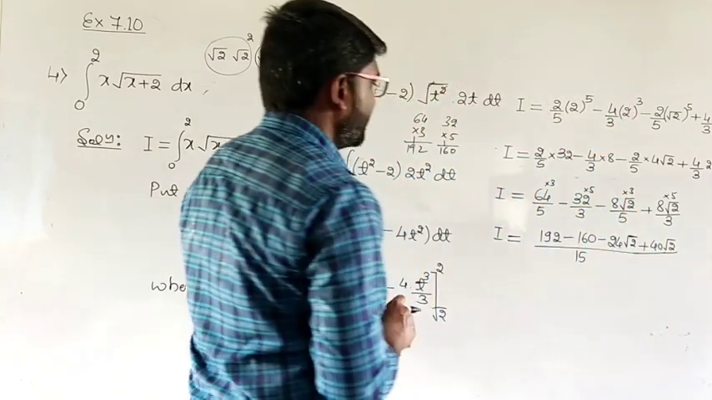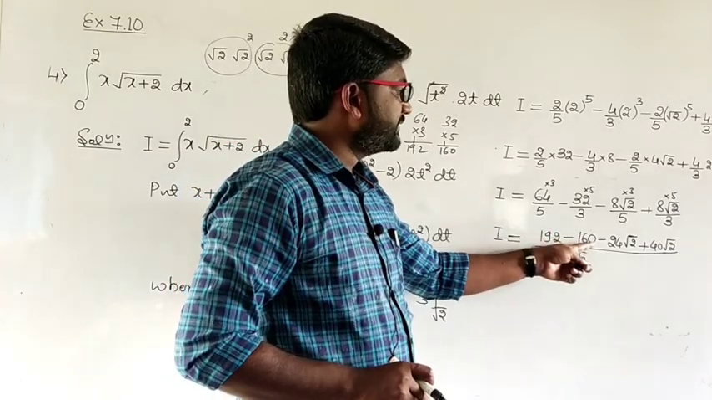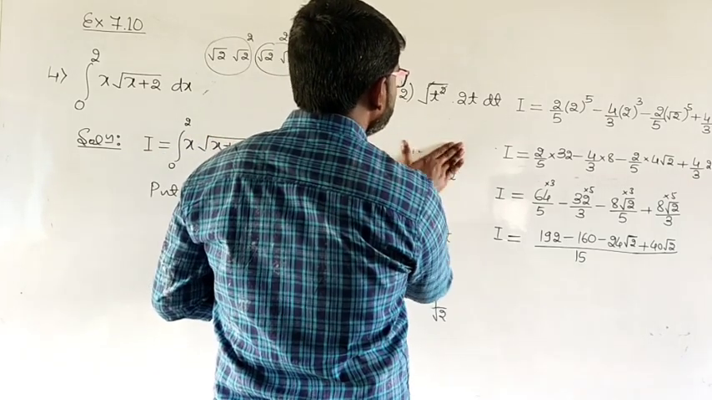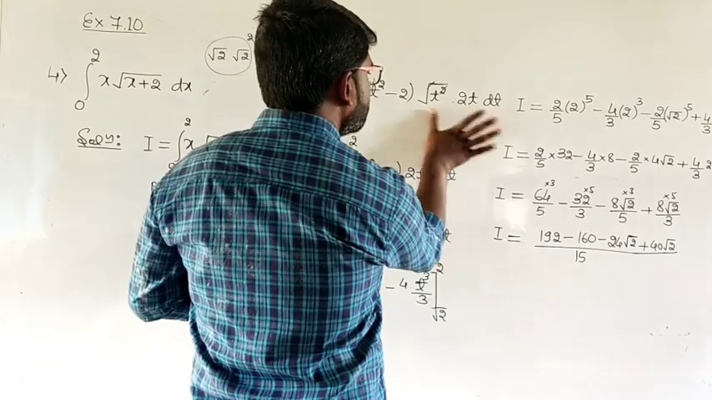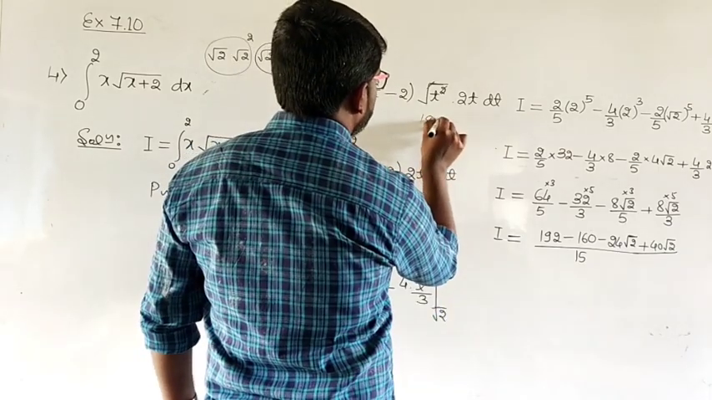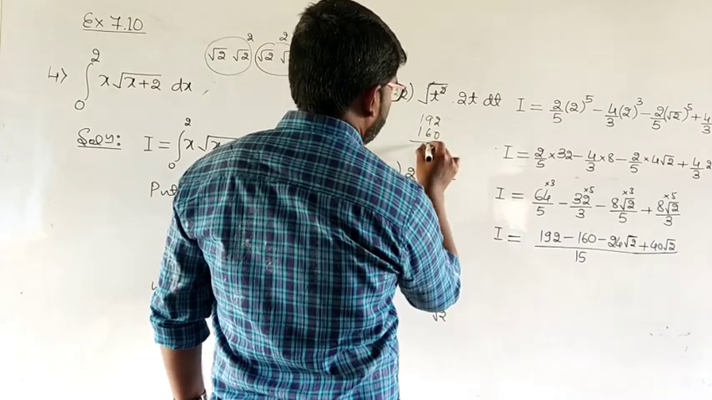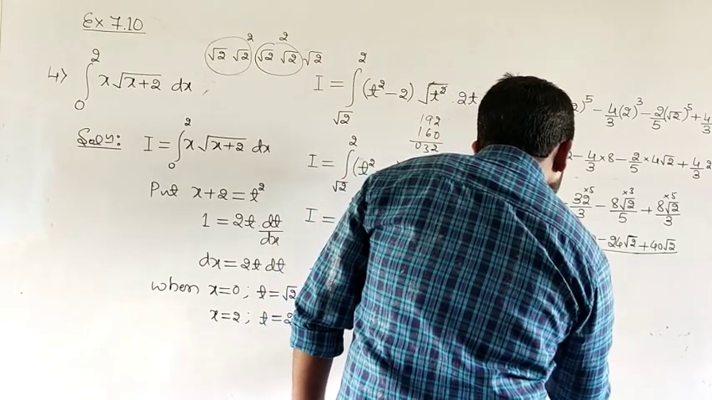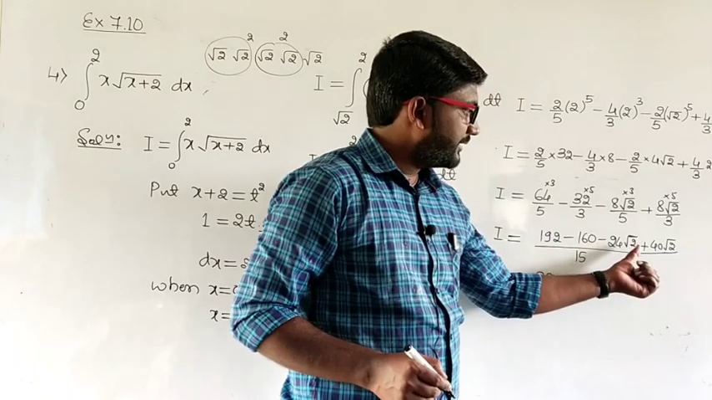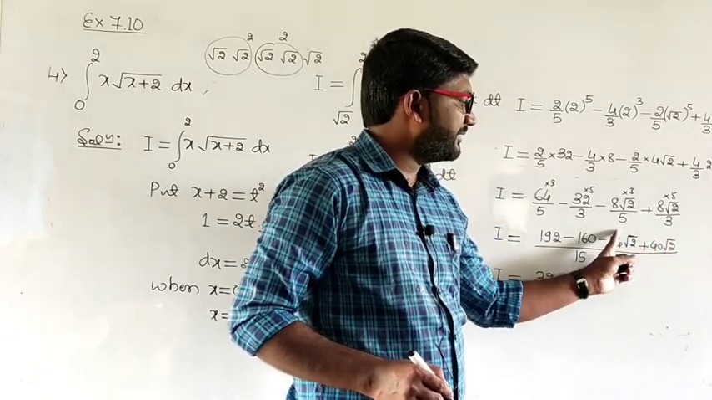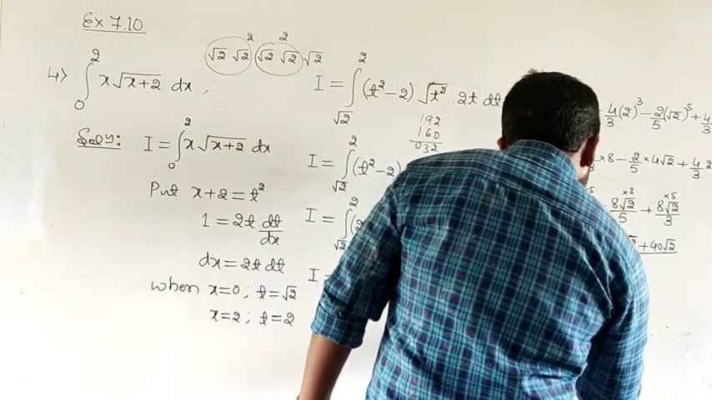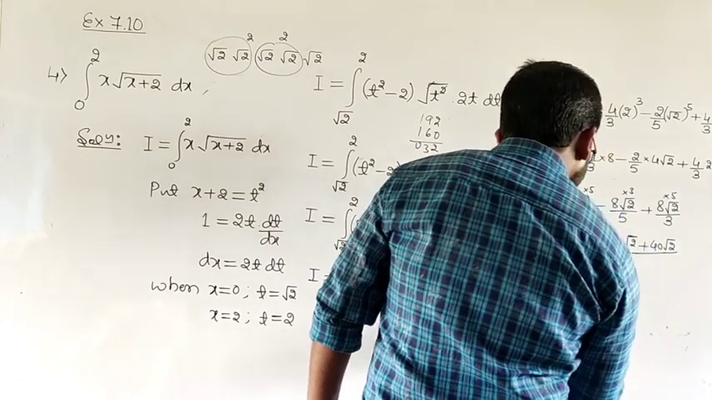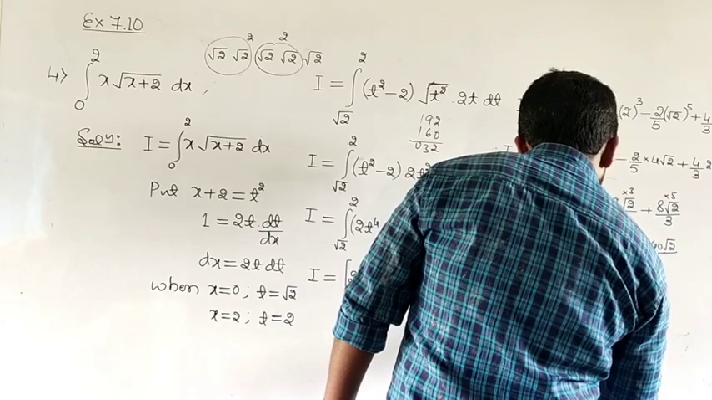So now see here, we have to subtract 160 from 192. So how much do we get? 192 minus 160, we get 32. So I, which is equal to 32, then see here you have root 2 common, then 40 minus 24 will be 16, plus 16 root 2, whole divided by 15.